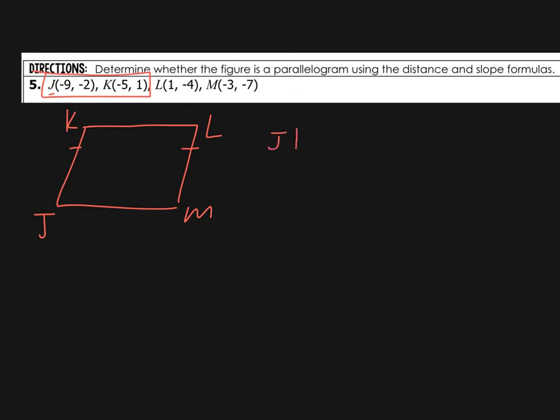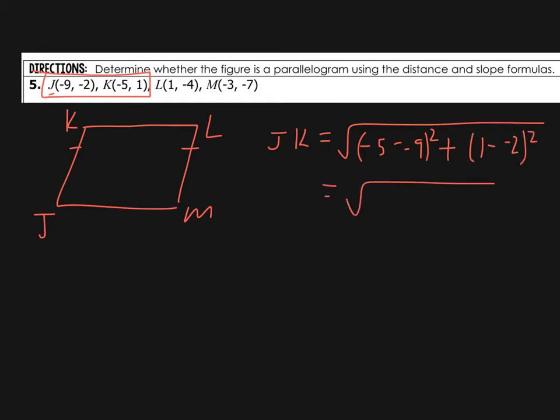So JK is equal to, and we got our parentheses, so let's see, we're going to go with negative 5 minus a negative 9 all squared, and then we're going to go with 1 minus a negative 2 all squared, and so negative 5 plus 9 is going to be positive 4 squared, plus 1 plus 2 is going to be 3 all squared, and that's going to be 16 plus 9, which is the square root of 25. And that's JK. Now, let's move on to LM.